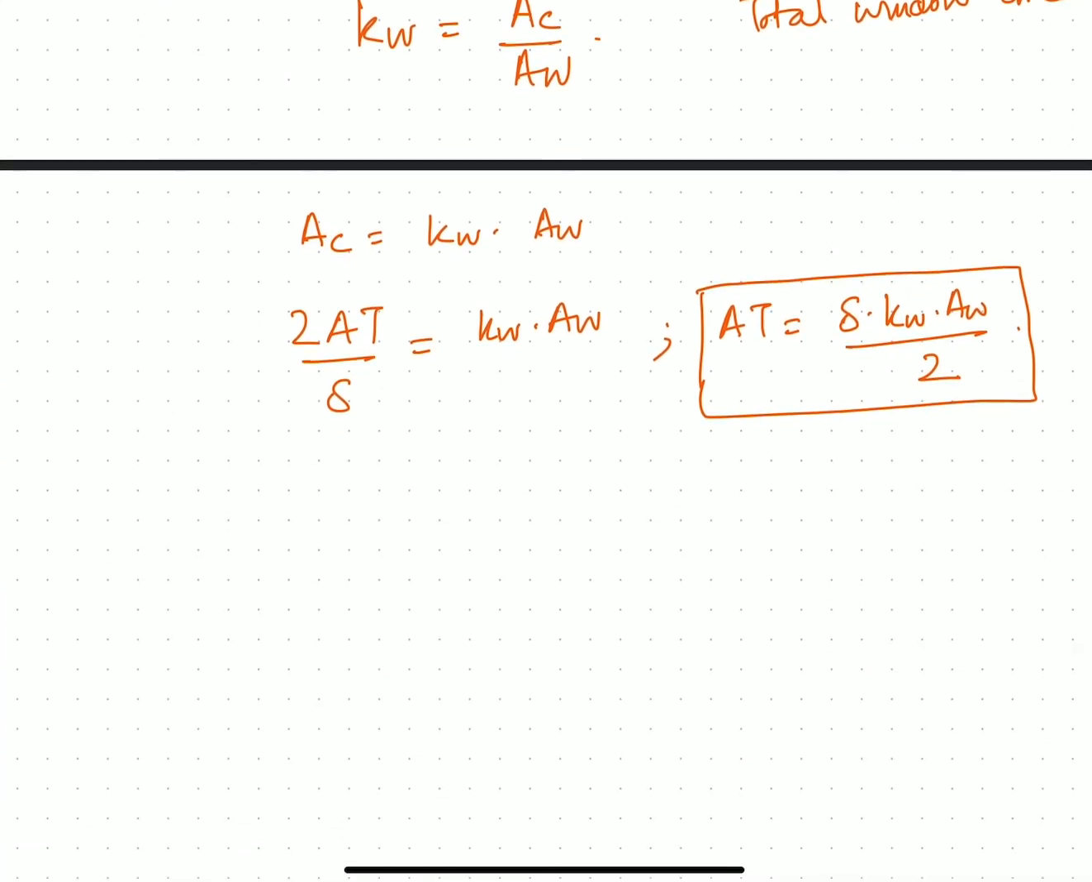And if you recall the equation for the output of the transformer Q, which we derived earlier, we said that Q is equal to EP times IP into 10 to the power minus 3.